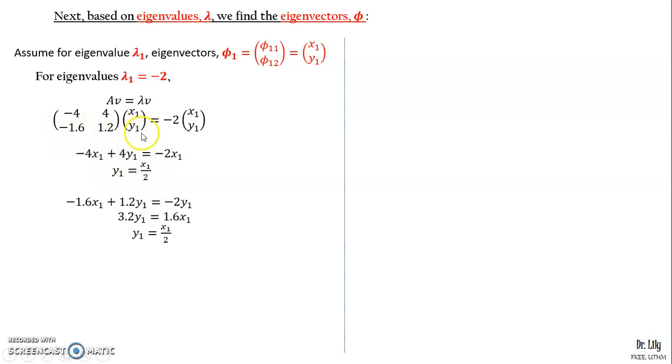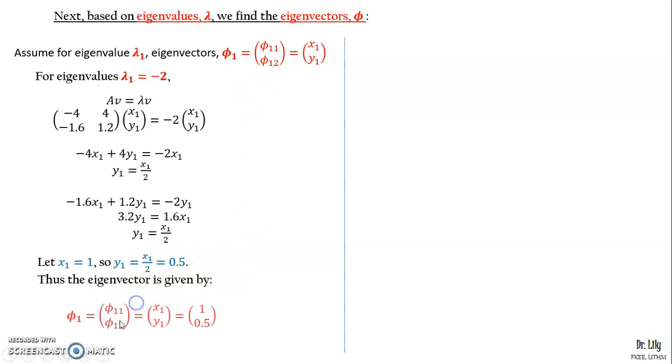Sama juga dengan persamaan untuk row kedua, you repeat the same process, you akan dapat y1 equal to x1 over 2. Okay, so katakan x1 adalah 1. So, in this case, y1 is equal to 1 bahagi 2 sama juga dengan 0.5. So, maknanya you punya V1 is given by 1 and 0.5. Okay, so next kita dah dapat eigenvector untuk lambda 1. Kita cari eigenvector untuk lambda 2.